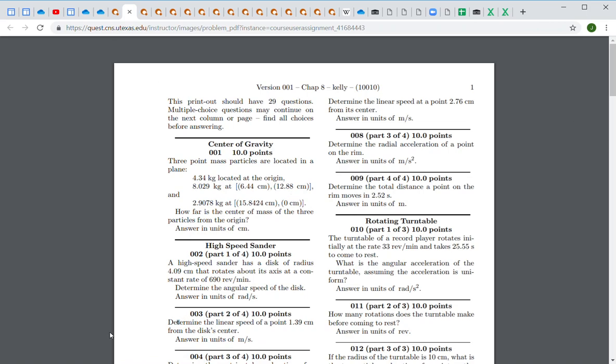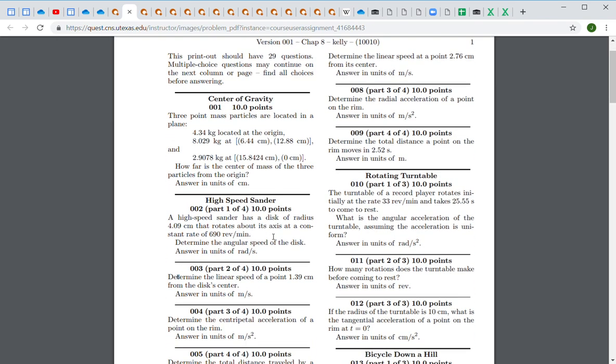Okay, these are helpful hints on the Chapter 8 homework problems. There's some real tricky ones in here, but hopefully with the hints I give you, if you get stuck, these will get you unstuck. Let's start with problem 1, center of gravity.